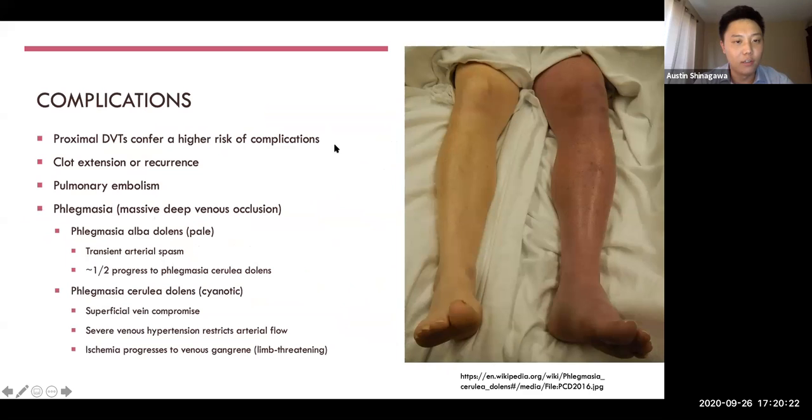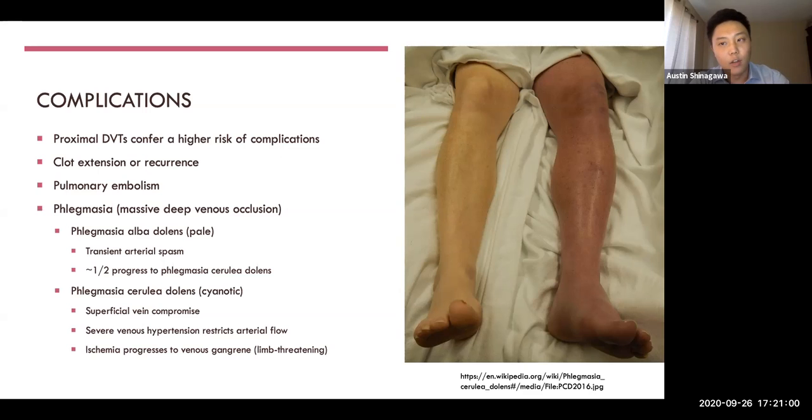So in terms of complications of DVT, the reason we want to distinguish between proximal and distal is because proximal DVTs confer a higher risk of complications. And these complications include extension of the clot or recurrence, pieces of the clot breaking off and going to the lungs and causing pulmonary embolism, phlegmasia, which is basically a massive occlusion, and there's two types, phlegmasia alba dolens, where the leg is pale. This is due to transient arterial spasm, and about half of these will progress to phlegmasia cerulea dolens, where the leg is cyanotic and blue.